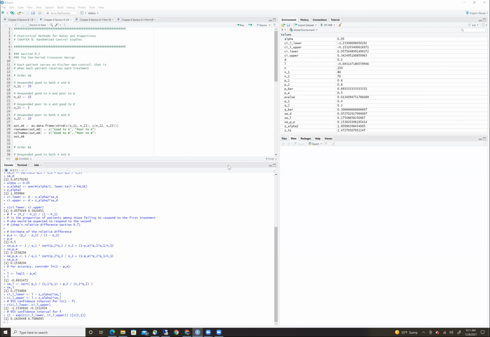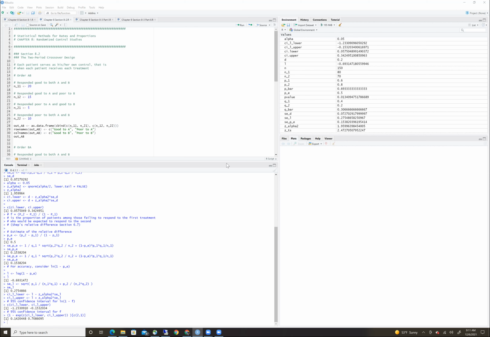a control group. What happens is that you select a random sample of your patients to go in the order A and then B. So they take treatment A, there's often a washout period, and then they go to treatment B. And then the other half of your patients are going to start with treatment B, have a washout period, and then go to treatment A. So each patient is serving as their own control.